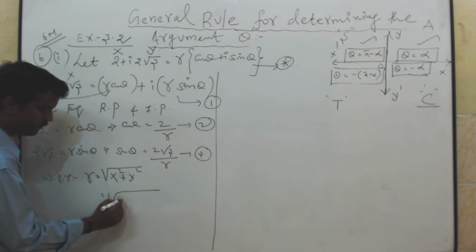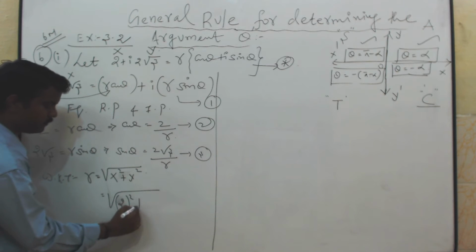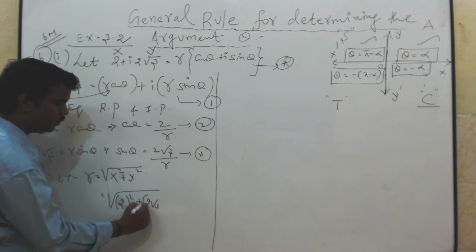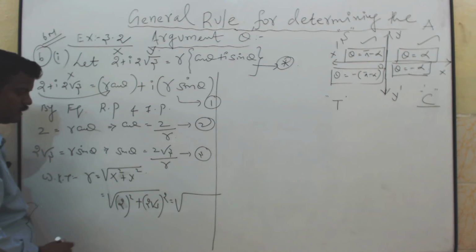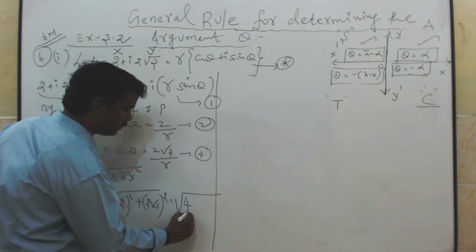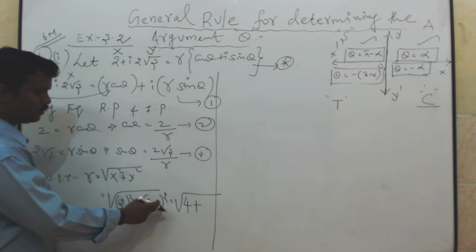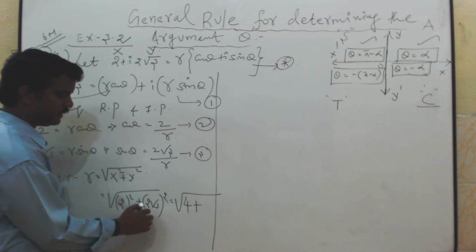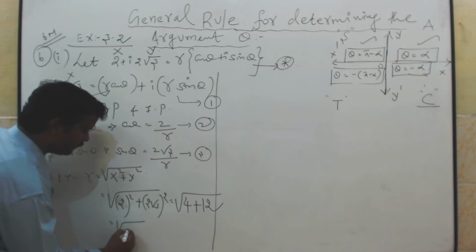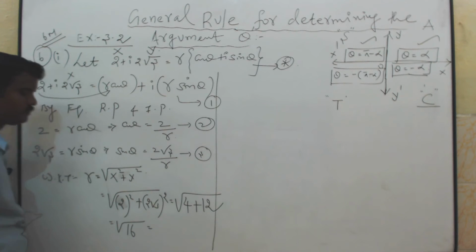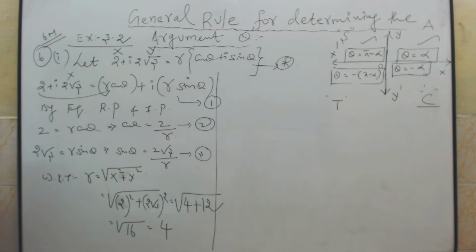We'll write step by step, okay? 2 square plus what is y? 2 root 3 the whole square. That is square root of, what is 2 square? 4. 2 root 3 square பண்ணுங்க. 4 3s are 12. That is root of 16. What is root of 16? It is 4. So the value of r is 4.